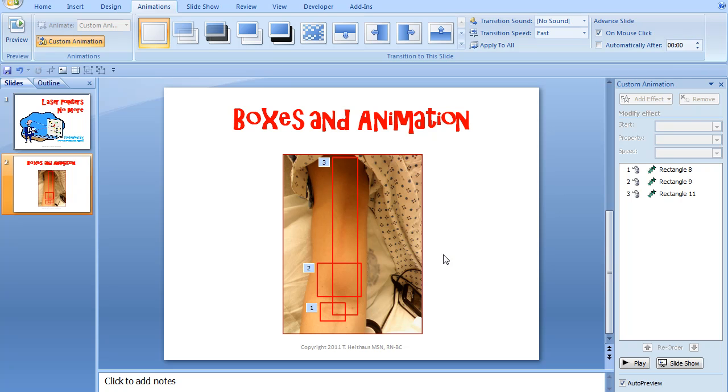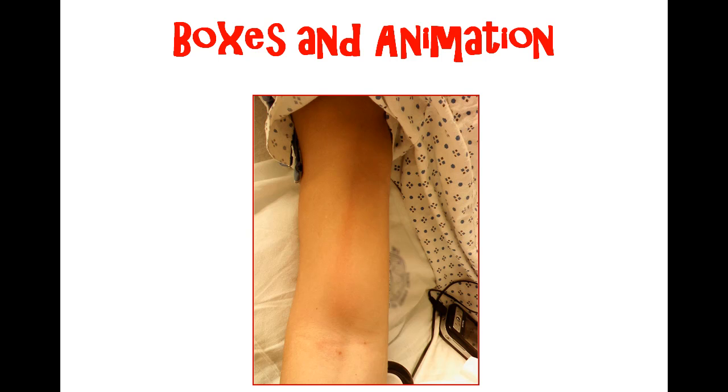So let's click on the slideshow and see how it appears. I'm going to click on my mouse and the first rectangle appears. And if I were giving a lecture, I would be saying, here are the 2 IV sites. And notice how it's very close to the antecubital region, so it's not really a good place to start an IV because of all the irritation that it would get from the movement.